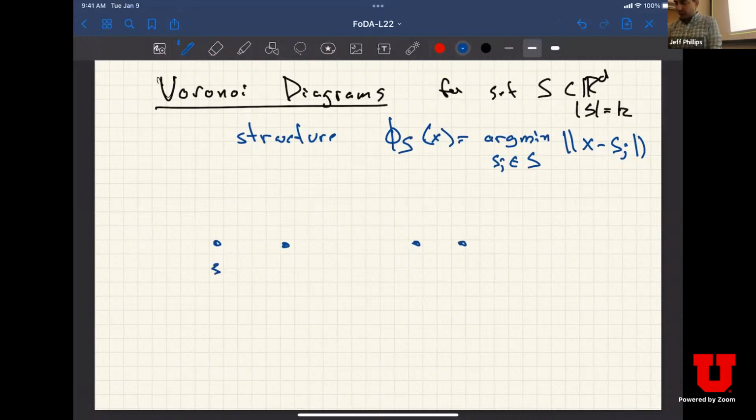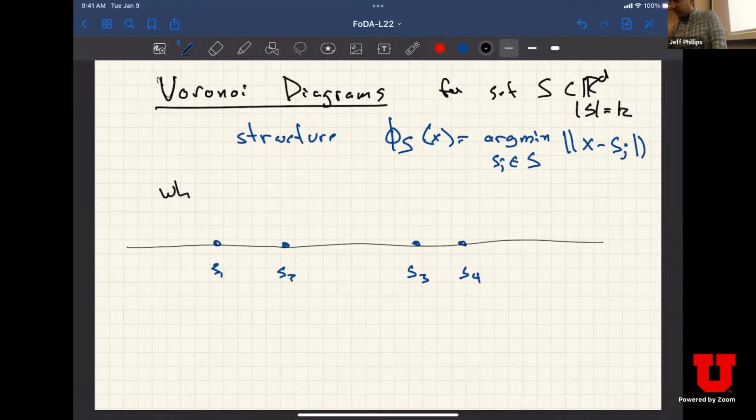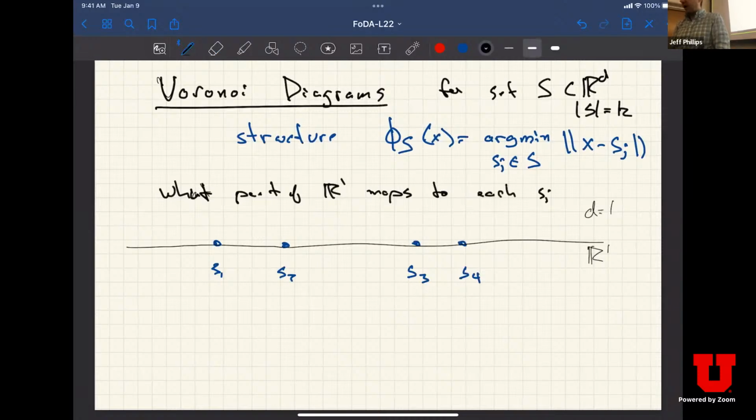Okay, so I'm going to have S1, S2, S3, and S4. And I want to know what the Voronoi diagram tells you. There's some underlying line here, where D equals 1. So this is R1 here. And so what part of R1 maps to each Sj?